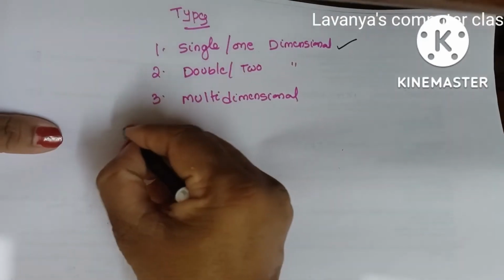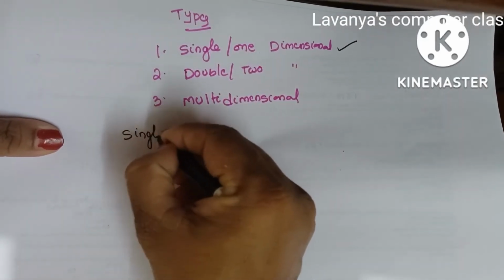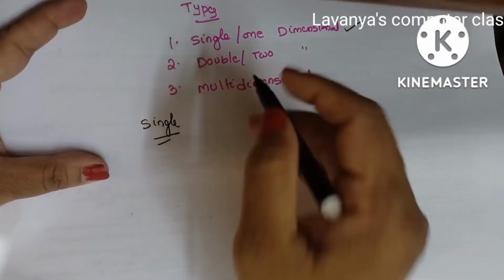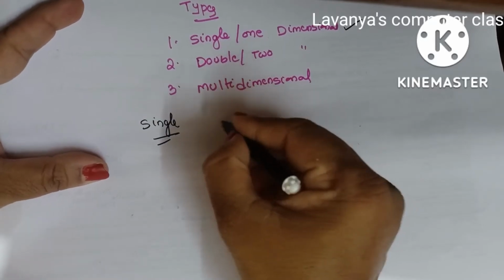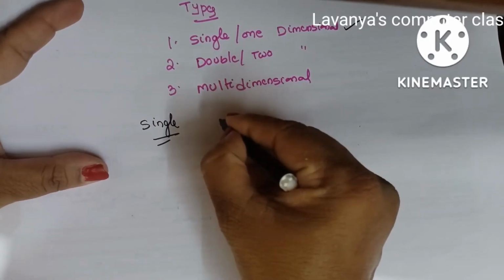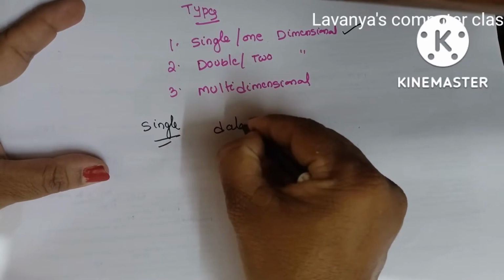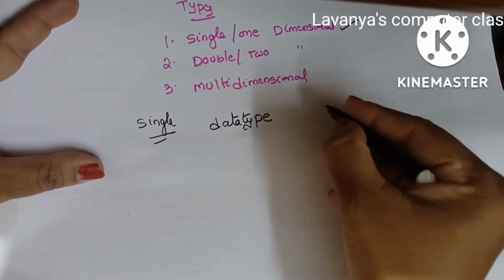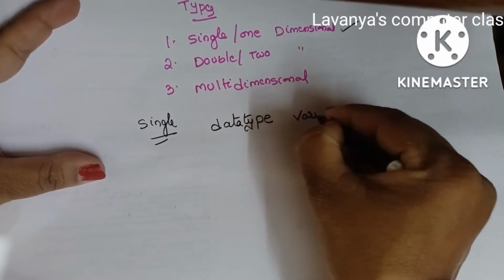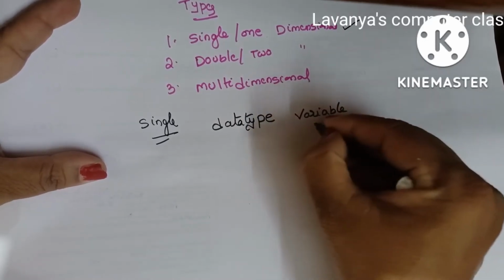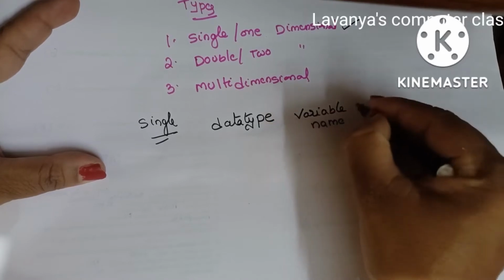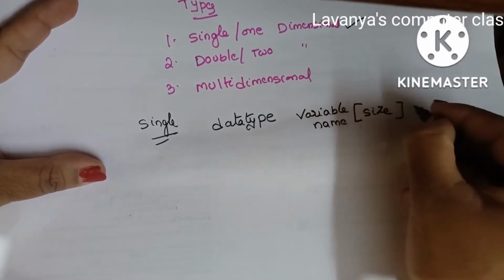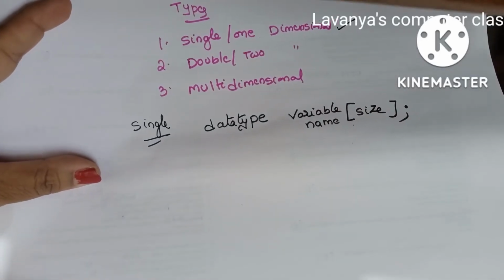In the single dimensional array, what is a single dimensional array? It means it contains only one subscript. For example, I will use the syntax of single dimensional array. The syntax is like an ordinary variable, how we declare in C language or C++, same thing. Data type, variable name, within square brackets we have to specify the size, and each one ends with a semicolon.